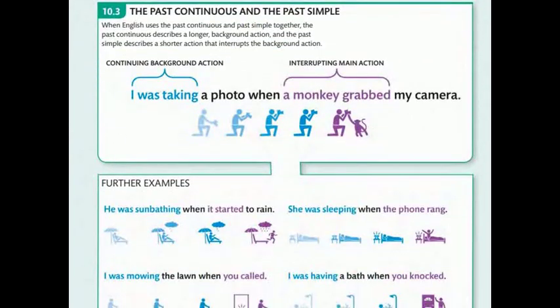The past continuous and the past simple. When English uses the past continuous and past simple together, the past continuous describes a longer background action, and the past simple describes a shorter action that interrupts the background action. Continuing background action: I was taking a photo when a monkey grabbed, interrupting action, my camera.